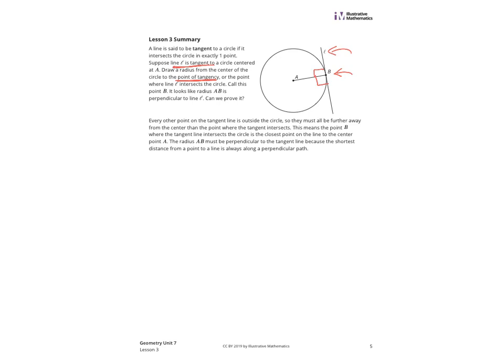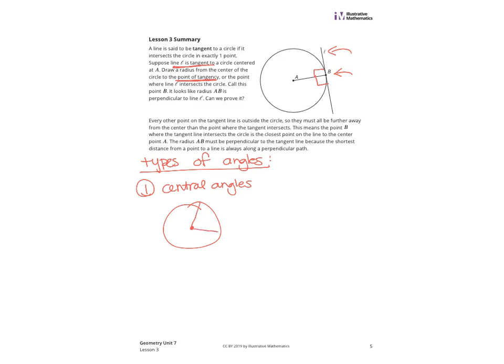So I'd like to review the types of angles that we have learned so far. In lesson 1, we learned about central angles. As a reminder, a central angle has its vertex on the center of the circle, and it is equal to its arc.